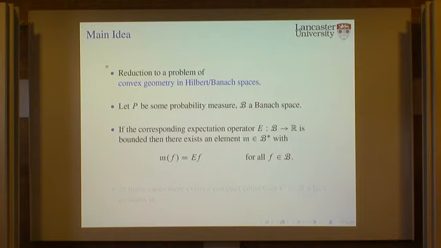Say we have an expectation operator corresponding to our unknown measure P, which we can take expectations of functions in our Banach space. So we have an expectation operator that takes a function in our Banach space and produces a real valued number. If this thing is bounded, then we know there's an element in our dual space that represents this expectation operator. So E of f can be written as this dual element M applied to f. A bounded, continuous element lies in the dual space, and this will hold for all elements in my Banach space.